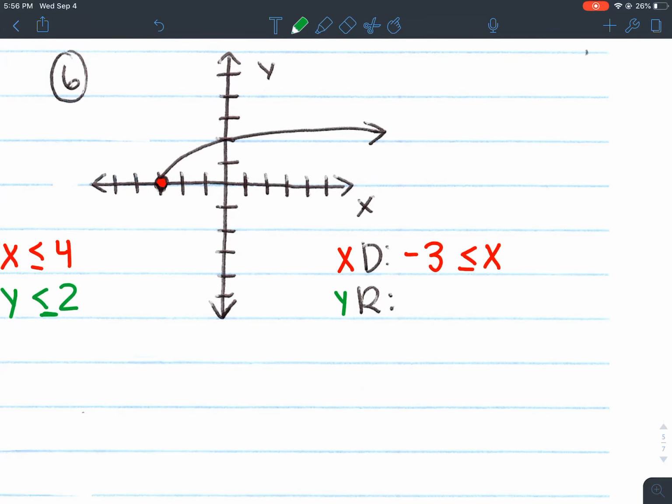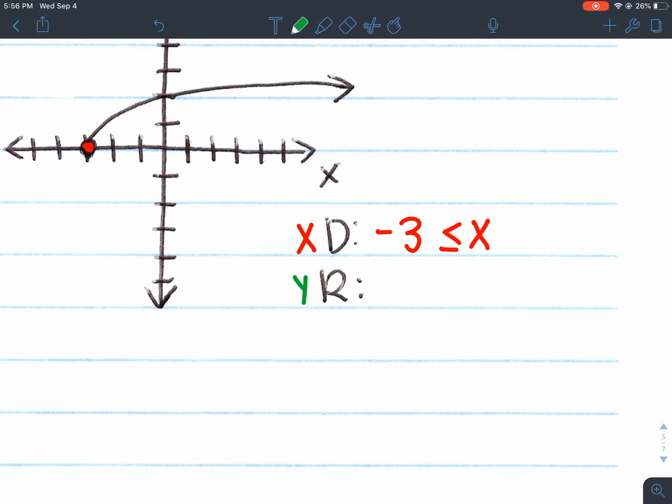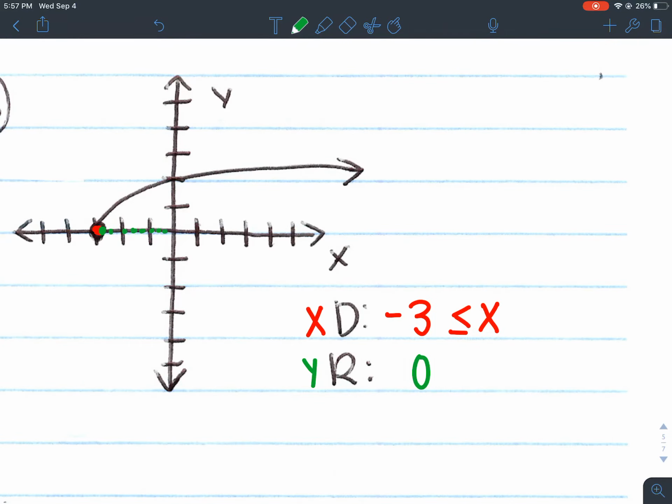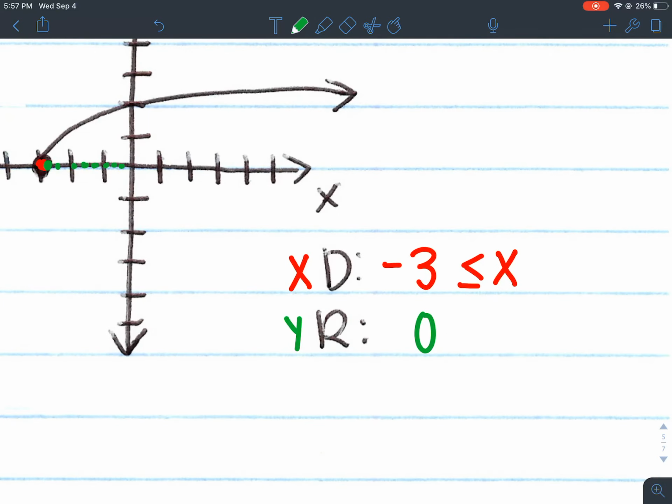All right, our range is going to be all of our y values, so we're going to start at the bottom and go to the top. At the very bottom, I have 0. So 0 is our lowest y value, and as I keep going up and up and up, this arrow is going to continue to increase and increase. So my y values just continue to get more and more positive. So I only have a restriction on one part of my graph, not the other part.